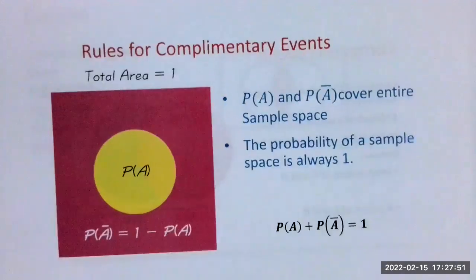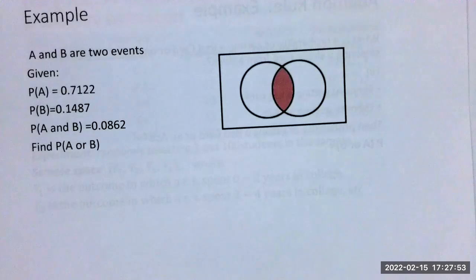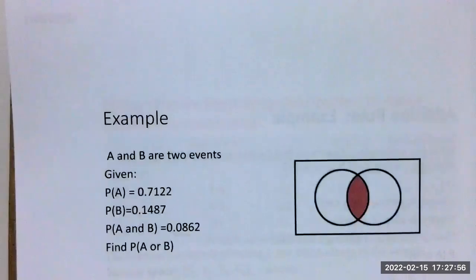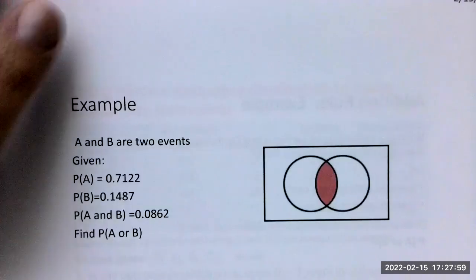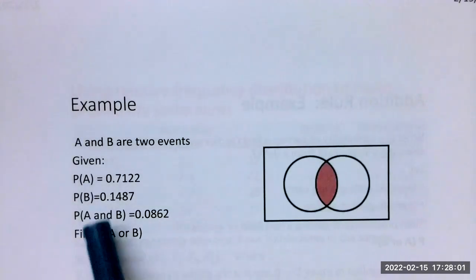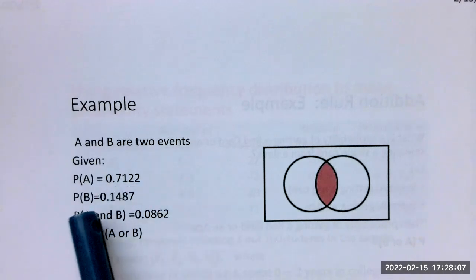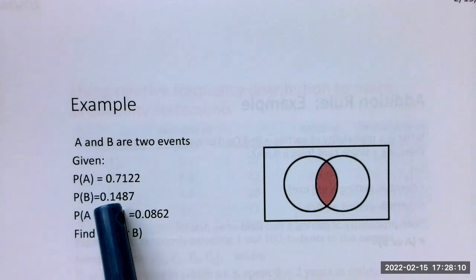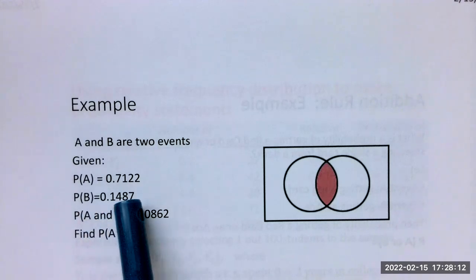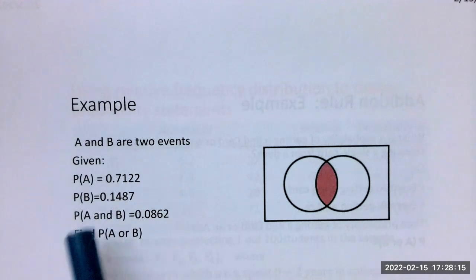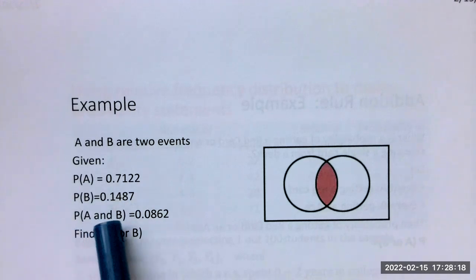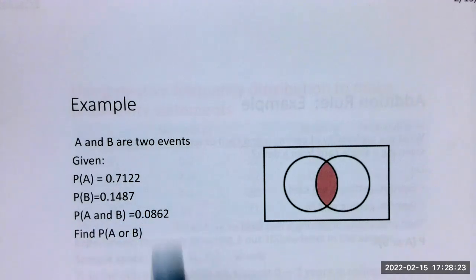Rules for example. A and B are two events, and we know that the probability of event A is 0.7122, and the probability of event B is 0.1487. We also know that the probability of A and B, meaning the intersection, is 0.0862. Find the probability of A or B.